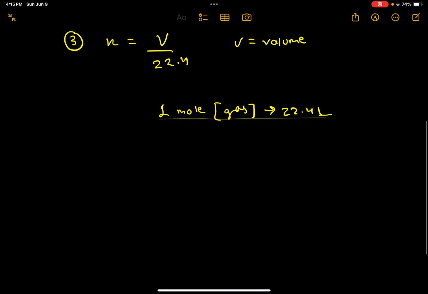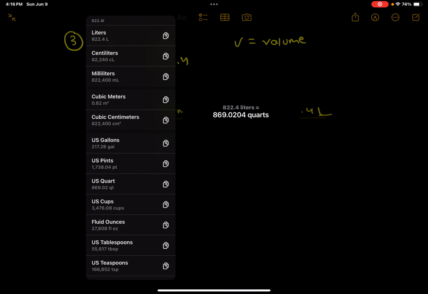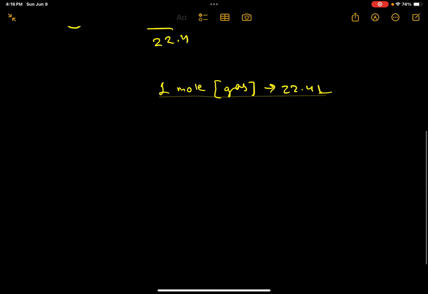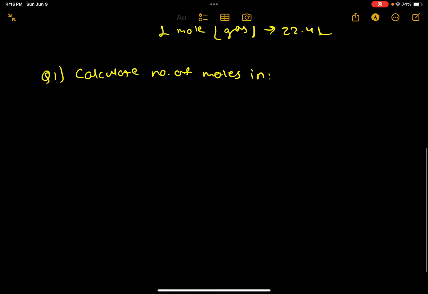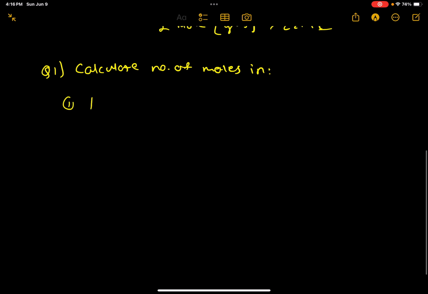So now let's practice some questions. So let's have a question. Calculate the number of moles in, first one, 16 gram of oxygen gas.